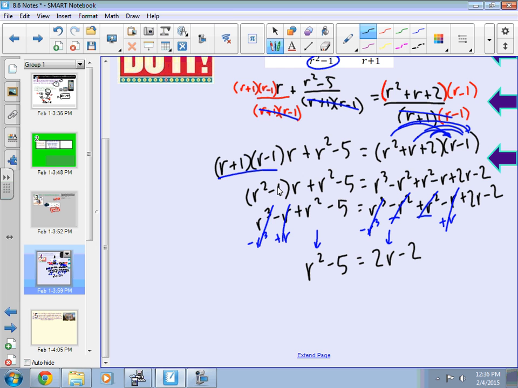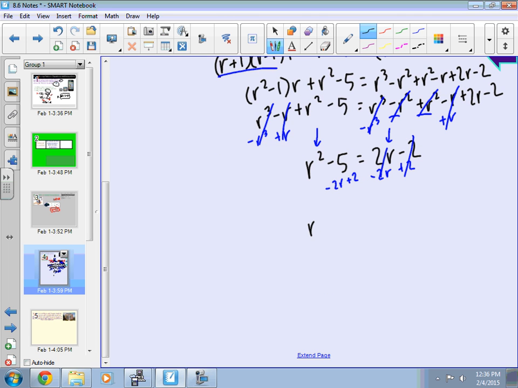This is a quadratic. Quadratic problems, if you want to solve them, you need to get everything to the same side. So we should minus 2r and add 2 to both sides so that we get it equal to 0. So now we have r squared minus 2r. Negative 5 plus 2 is going to be negative 3. Looks like we need to do some factoring.